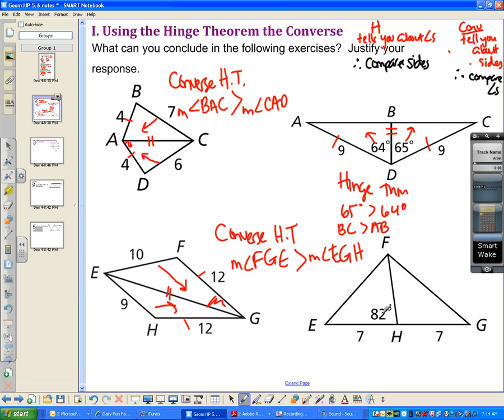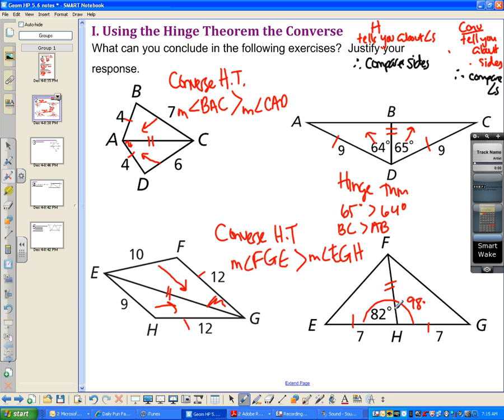Right, and we can do the same thing for this one. I like this one because we have to use linear pair. If this one's 82 degrees, this one has to be 98 degrees, because remember they add up to 180 degrees. And let's see, we have two sets of congruent sides. We know those two are congruent, and we know this one's congruent by reflexive property.